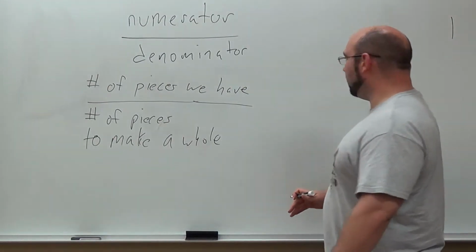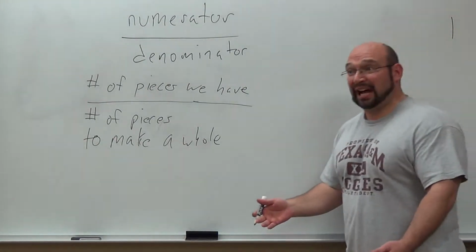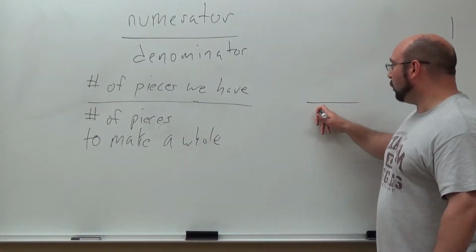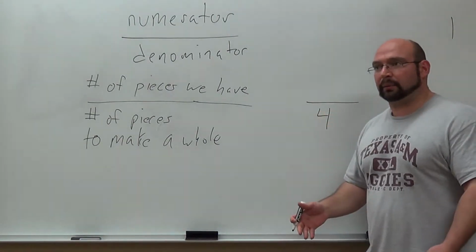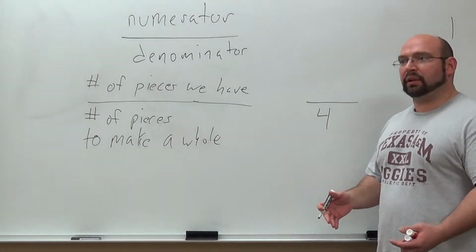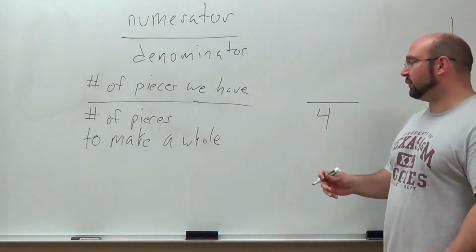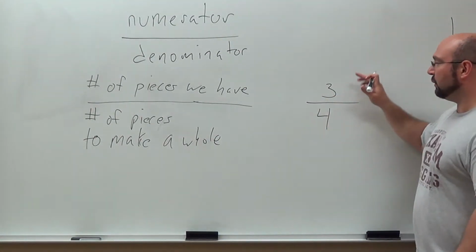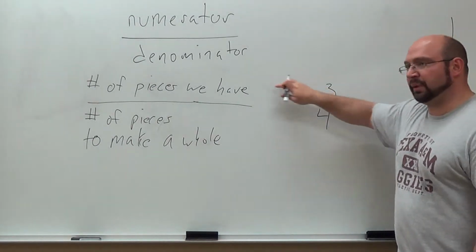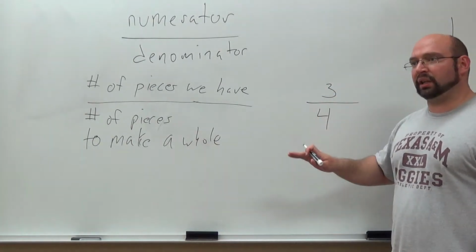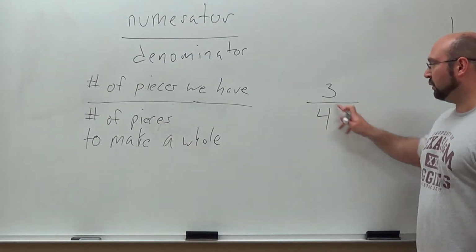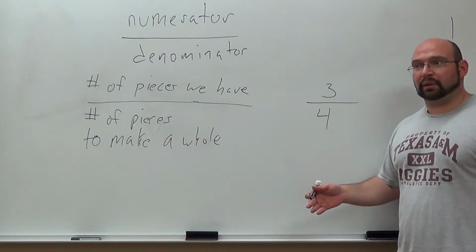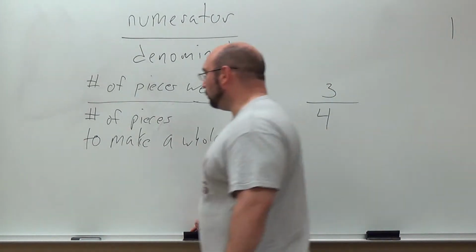If I think of a dollar, it takes 4 quarters to make a dollar. If you have 75 cents, you get your 3 quarters. So 3 are the pieces that we have, but in order to get a whole dollar, we need 4 pieces in terms of quarters. Is everybody with me on that? Good to go?